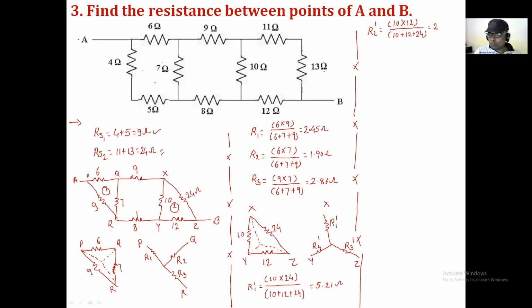2.60. And then R3 dash. R3 dash is connected to Z. Come here, 12 multiplied by 24 divided by 10 plus 12 plus 24, which is equal to 6.26.